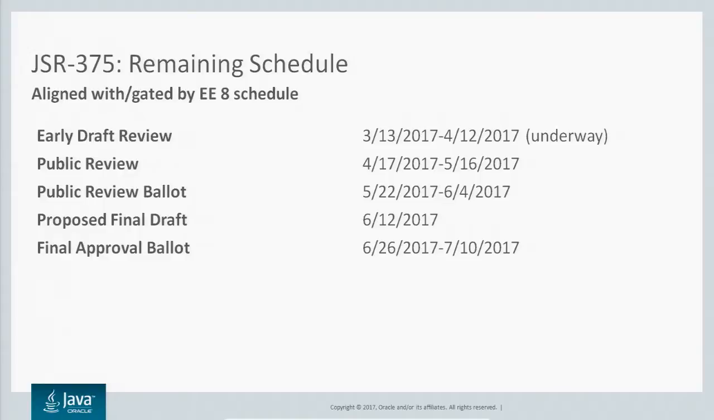This is what our schedule looks like for the rest of the JSR. Early draft review is underway. The public review period is from April 17th through the 16th of May, followed by a public review ballot, a proposed final draft on June 12th, and a final approval ballot from the 26th of June to the 10th of July.